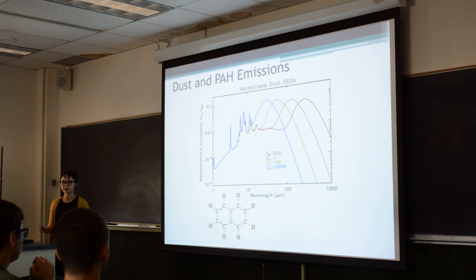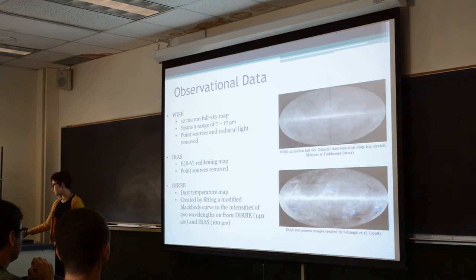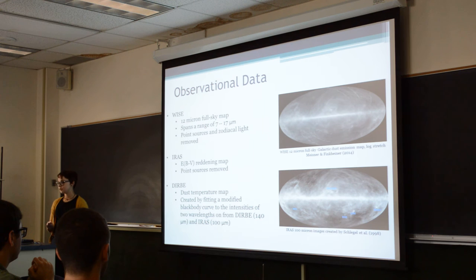So we're interested in looking at the emissions from the PAHs and the large dust grains and seeing how those correspond to each other. We looked at data from the WISE telescope, and we used the W3 data, which is a 12 micron range, from about 7 to 17 micron, which corresponds to that unidentified infrared band. And then we used the E(B-V) map from IRAS to normalize the WISE data. And finally, we used the dust temperature map created using a modified black body curve that's fitted to IRAS and DIRBE data.